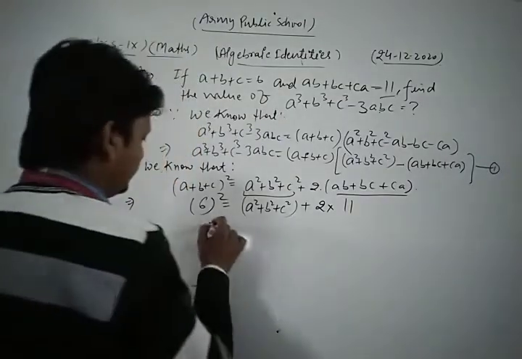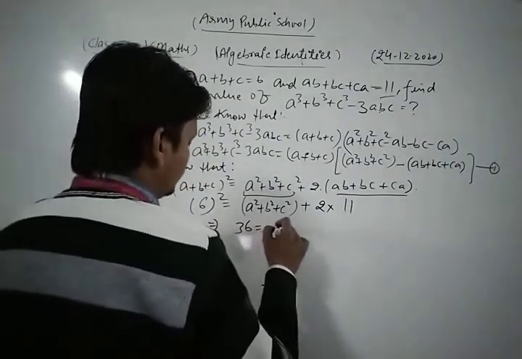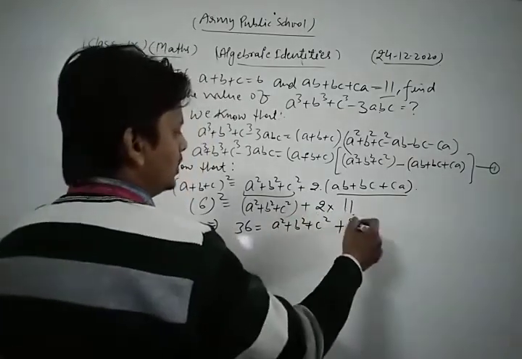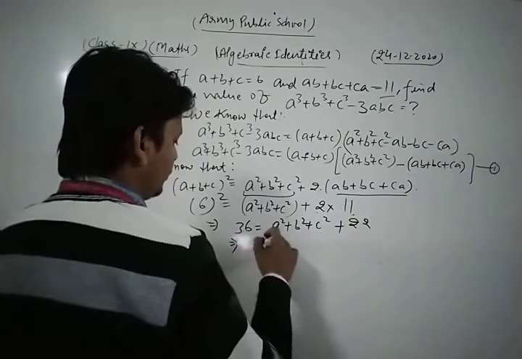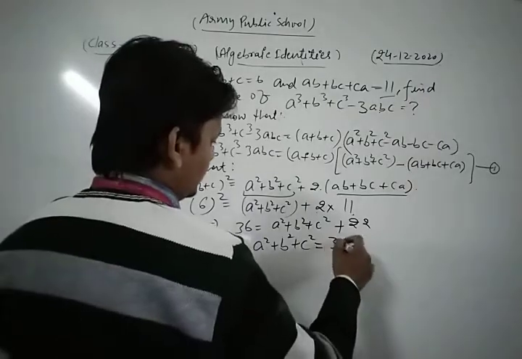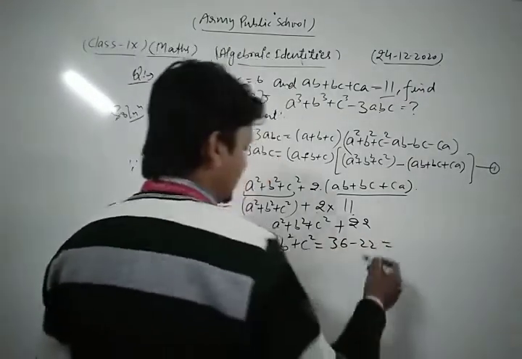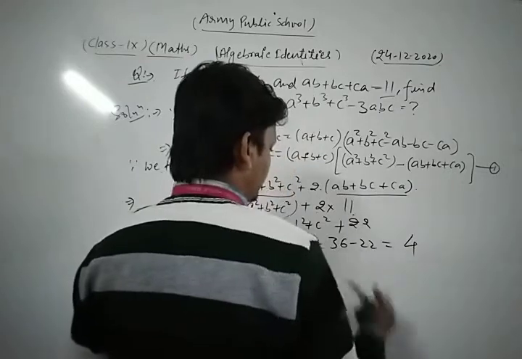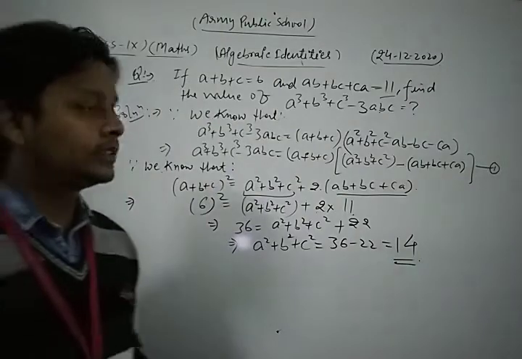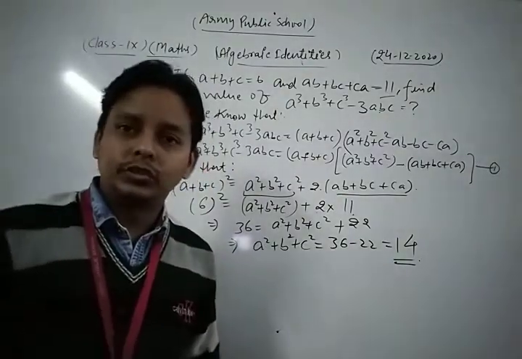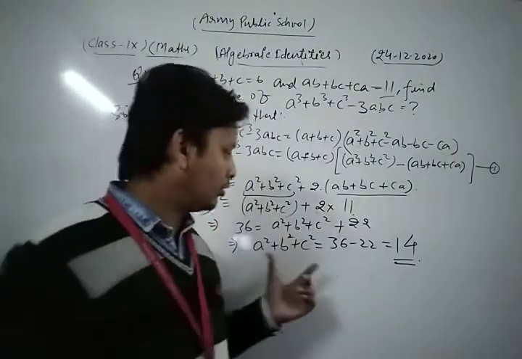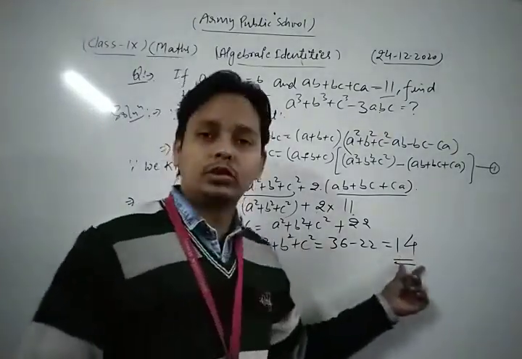Now solving it, we get 36 is equal to a square plus b square plus c square plus 11 times 2, that is 22. Now the value of a square plus b square plus c square is equal to what? 36 minus 22, that is 14. Thus, dear students, by using the identity a plus b plus c whole square, we get the value of a square plus b square plus c square is equal to 14.